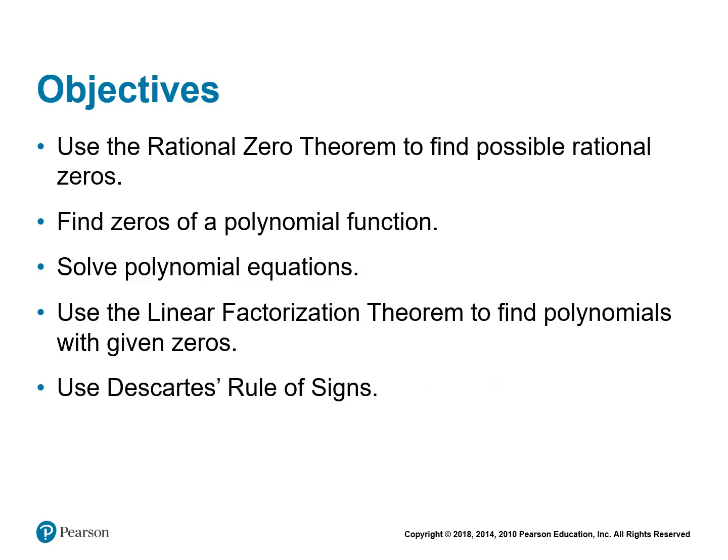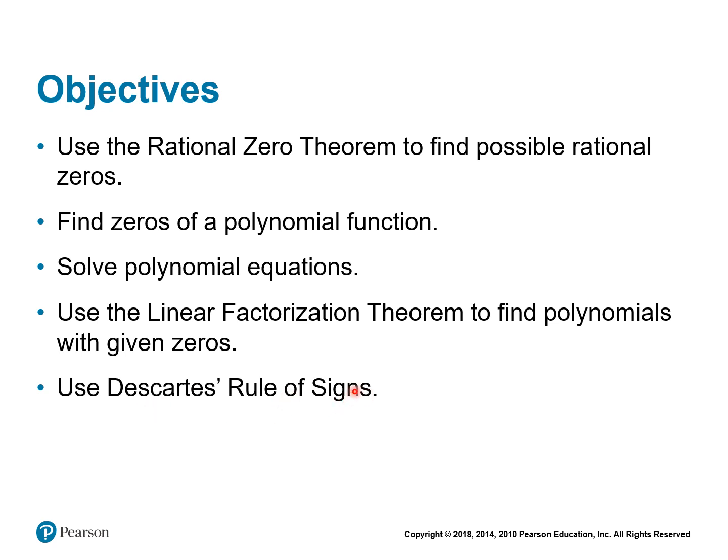So in this chapter, we are first going to learn a new theorem called the rational zero theorem to find possible rational zeros. Then we will find the actual zeros of a polynomial function. Then we learn to solve polynomial functions. We'll talk about using the linear factorization theorem. So another theorem is coming up after the rational zero theorem to find polynomials with given zeros, and then a rule of signs. It's called the Descartes rule of signs. So we will discuss that.